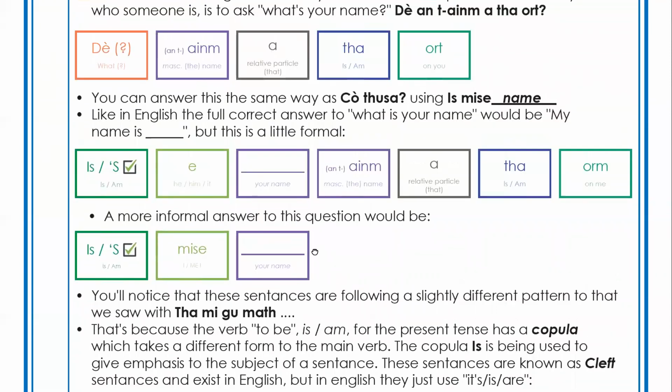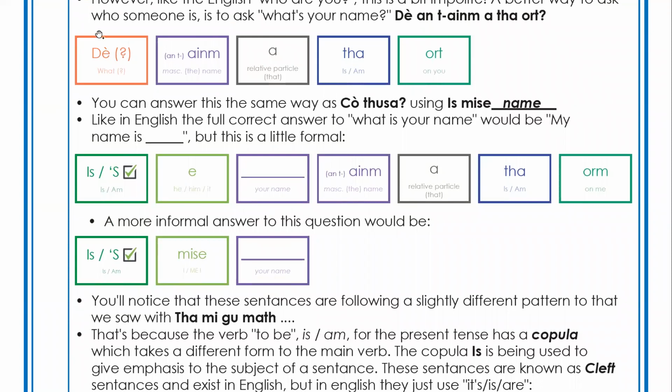I've been asked before, why is the answer, we're going on to look at this construction here, and the reason why it's not tha in the answer. You don't say tha and then what name is on you. You use this structure here, is e. And the reason for that is that the question is almost like, what is the copula is in a way part of that question.